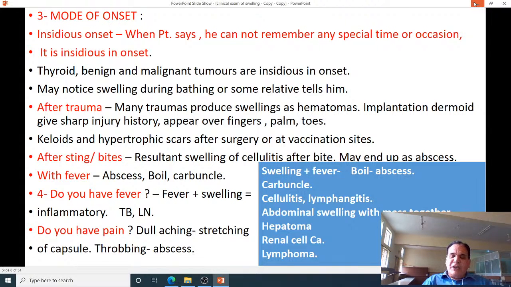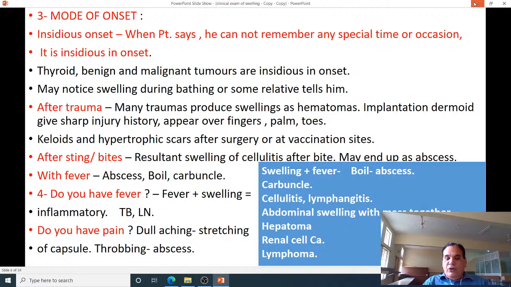Vaccination. In our days, vaccination was very common. Now you are going to get the vaccine for COVID. But remember, vaccination is the commonest cause for a keloid. I don't know if after the COVID we are getting keloid or not. A sting or bite. Patient says, I was stung or bitten by some organism. We don't know. It can be an abscess. Remember, with fever, abscess, boil or carbuncle. Without pain, it is malignancy. Dull pain, stitching, it is abscess. Okay. Or tuberculosis. Here, swelling plus fever, boil.